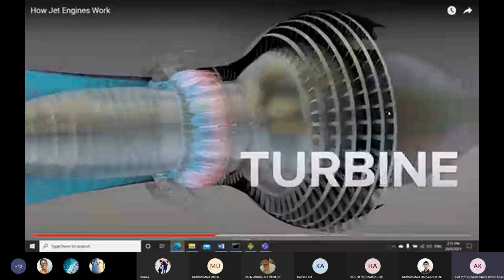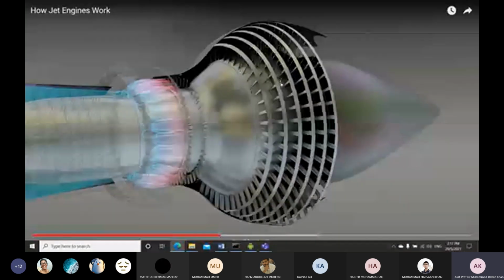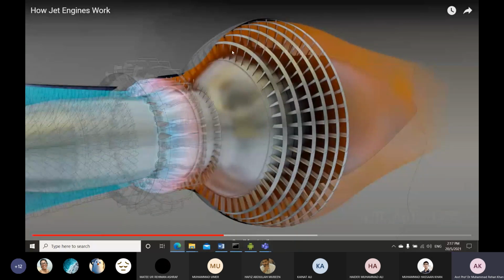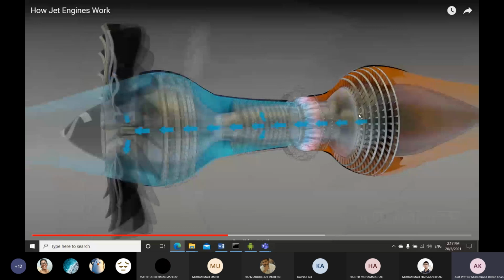And this is the turbine section. This also consists of several stages. The exhaust gases resulting from the combustion process move towards the turbine section, pass through these blades, and result in rotary motion of the turbine. Another important thing, as I already told you, is that your turbine section, combustion chamber, and compressor are connected to the same shaft.